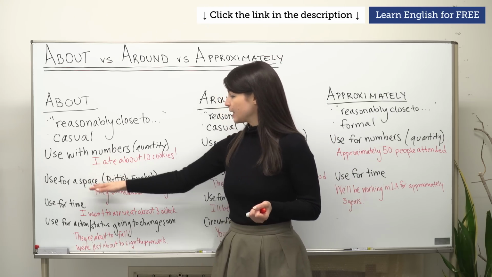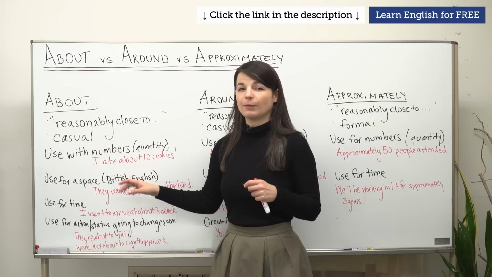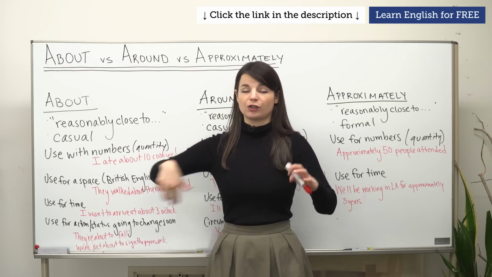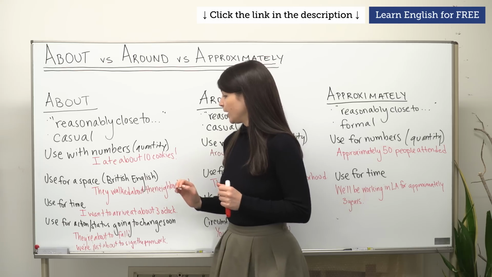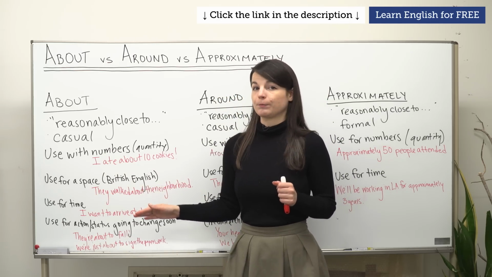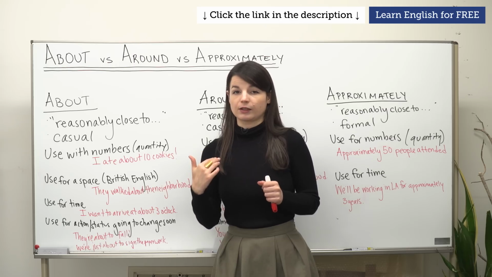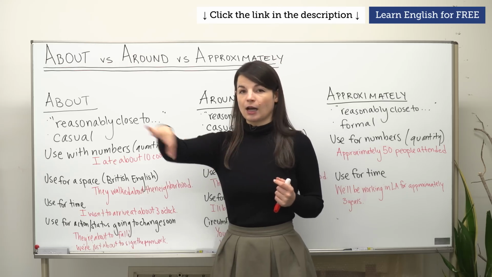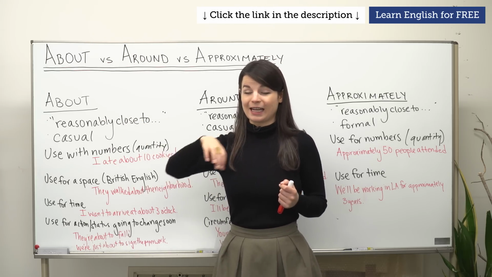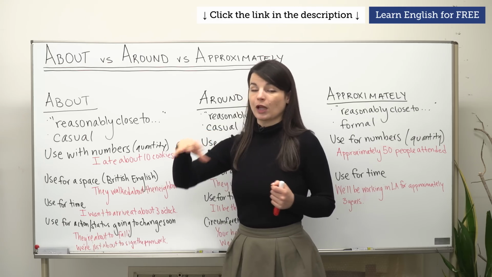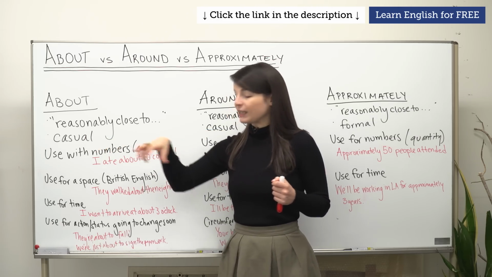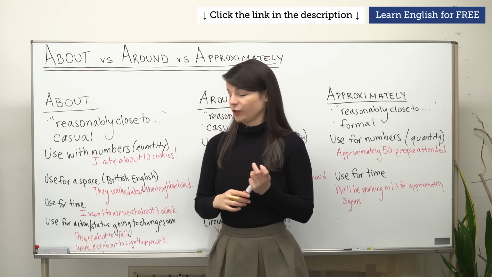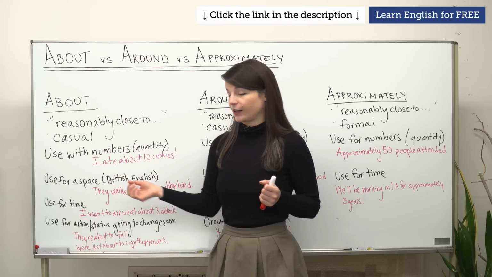Next, we can use it for a space, but this is one that's used more commonly in British English. In American English, we don't typically use about to refer to a space. By this I mean, for example, the sentence, they walked about the neighborhood. As I'll show you later, American English speakers typically use the word around instead of about. But to walk about means reasonably close to the neighborhood or within the neighborhood. So to walk about something, to stroll about something, refers to nearby another place or, again, reasonably close to a place, around a location. So we can use this to talk about spaces as well.